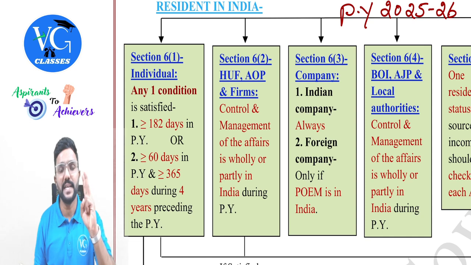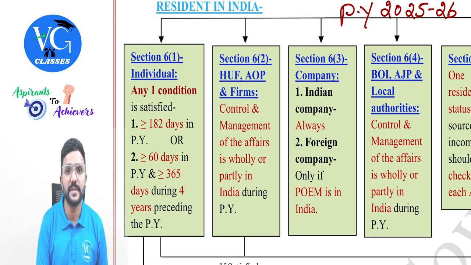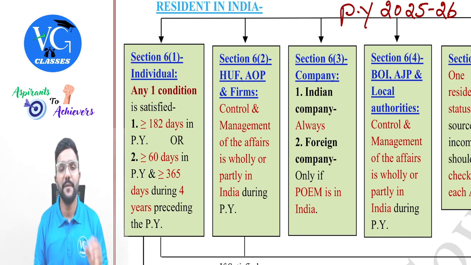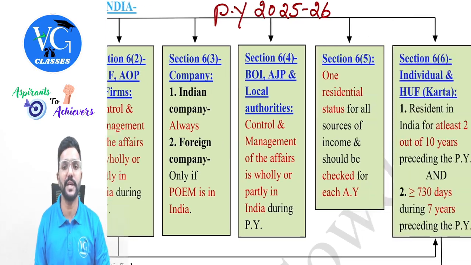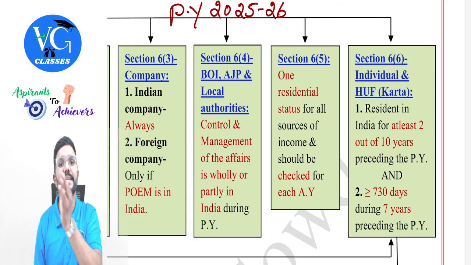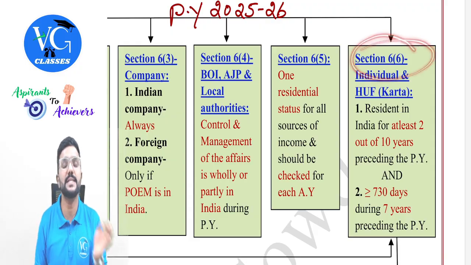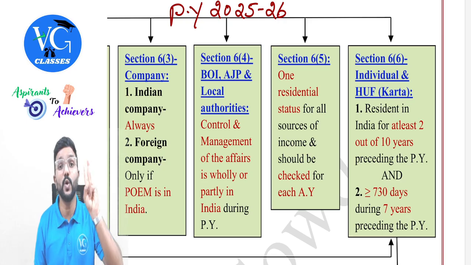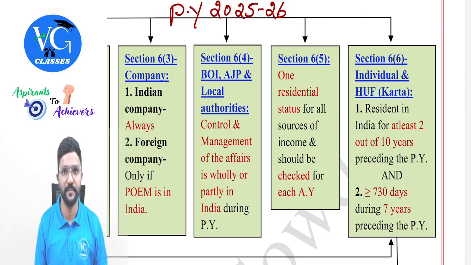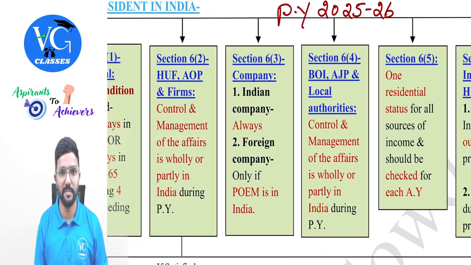There are two basic conditions which are given in section 6 subsection 1. If an individual satisfy any one of this condition, then he or she will become resident in India. And once they become resident, we should also check whether they are ordinary resident or not ordinary resident, for which we need to refer to section 6.6, where there are two additional conditions given. So what are those? We will see one by one.